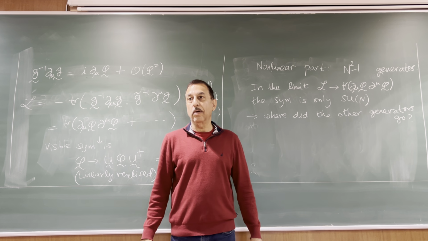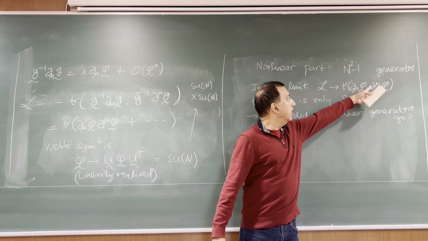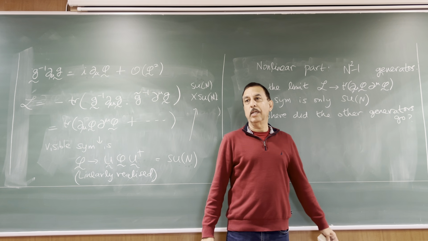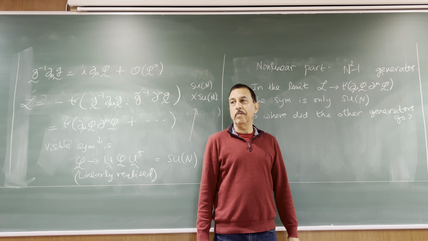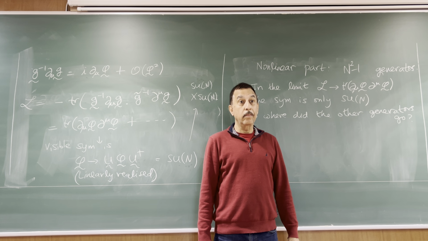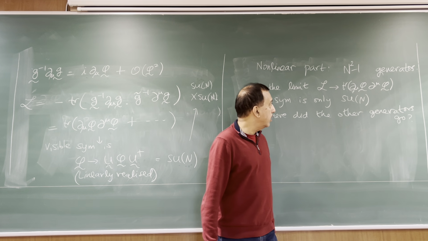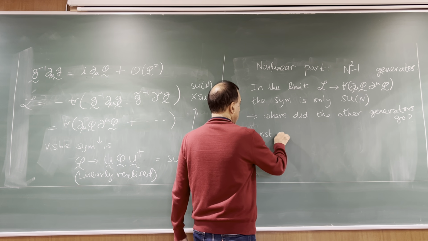N squared minus 1 generators, what could they be? They should be symmetries of this, but they don't make up any SU(N), something else. What symmetries does this have which are not in SU(N)? Constant shift of... Constant shift, thank you, excellent. So, constant shift, let's count how many? Shift of phi.